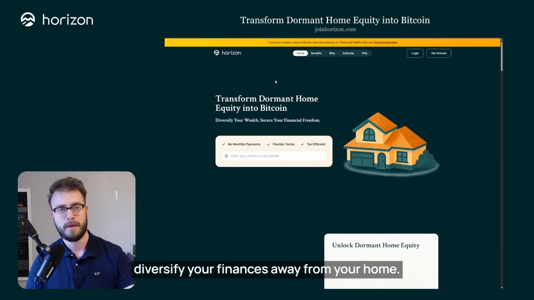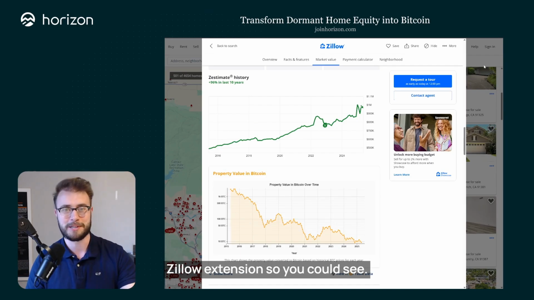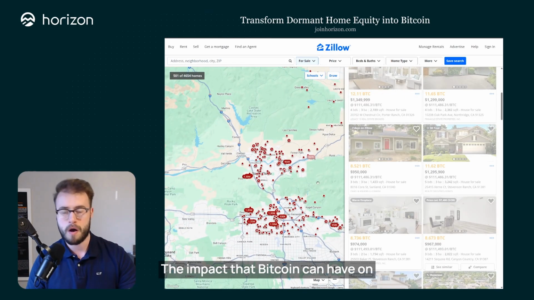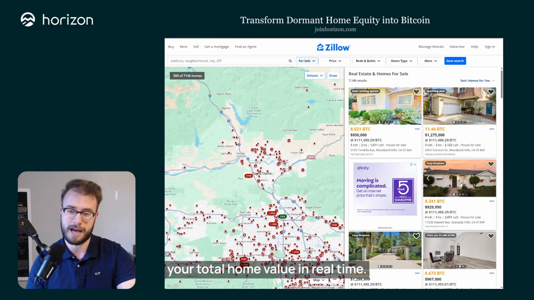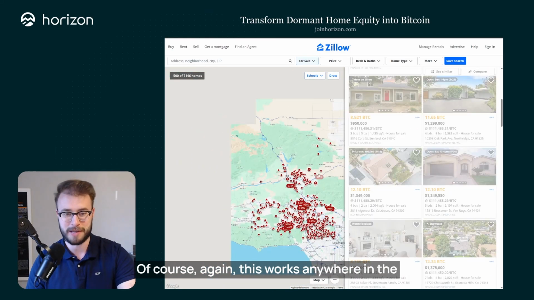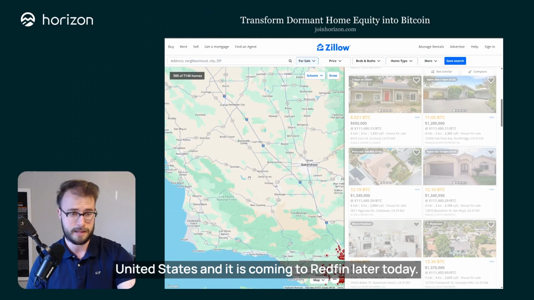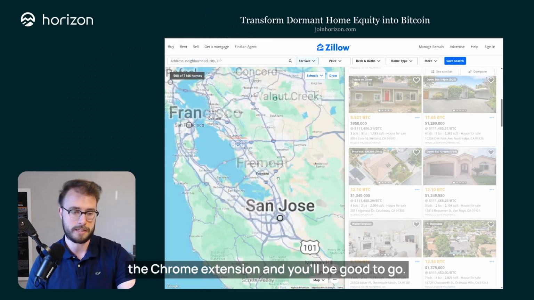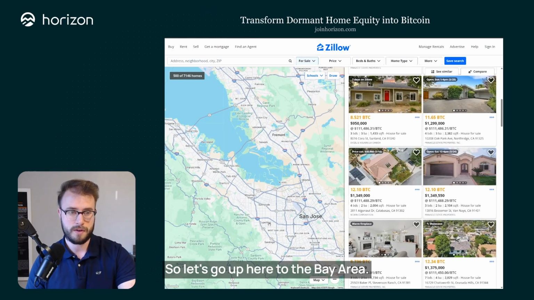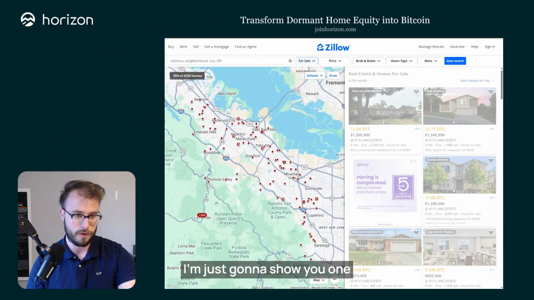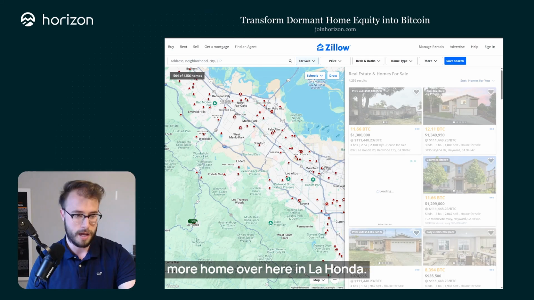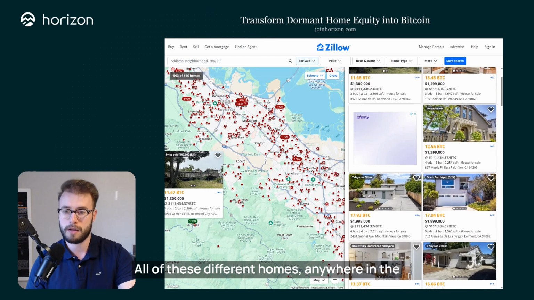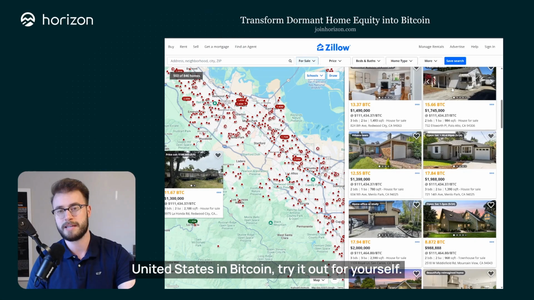And of course, we built this really cool Zillow extension so you could see the impact that Bitcoin can have on your total home value in real time. Of course, again, this works anywhere in the United States, and it is coming to Redfin later today. Probably by the time that you see this, you can install the Chrome extension and you'll be good to go. So let's go up here to the Bay Area. I'm just going to show you one more home over here in La Honda. 1.3 million. Why not? It came up. Boom. Look at that. All of these different homes anywhere in the United States in Bitcoin.